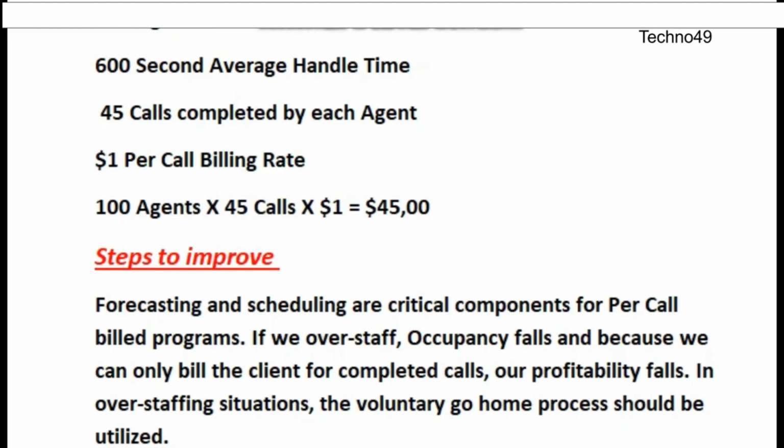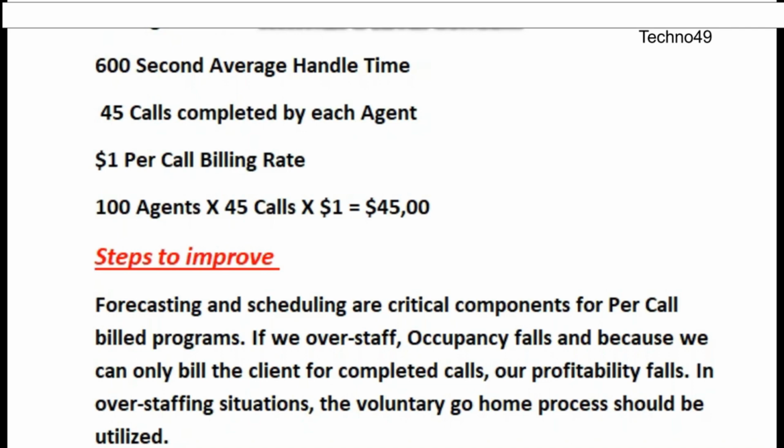If the call center overstaffs, the occupancy would be less. It means that a high number of agents would be sitting idle, and it's a kind of cost to the company because the agents are not productive, and in that scenario the call center would be running into losses. A call center can only bill the client for the completed calls. So fewer calls means higher loss for the call center.